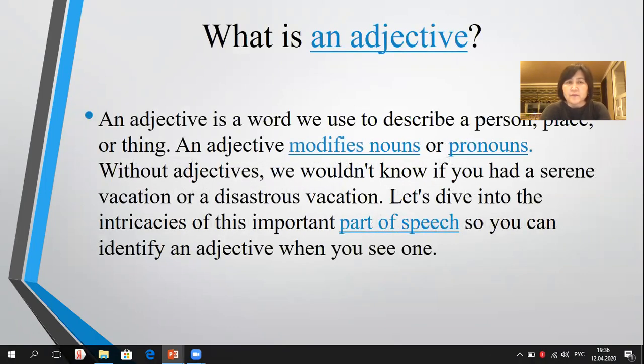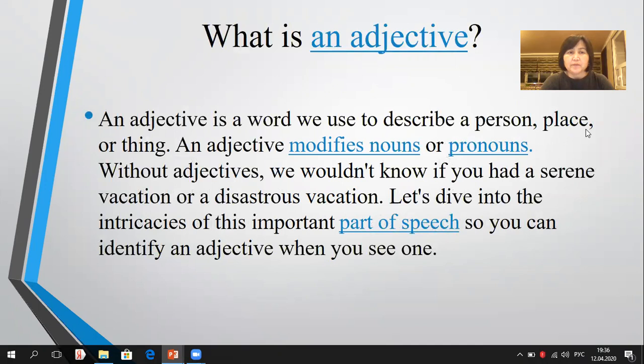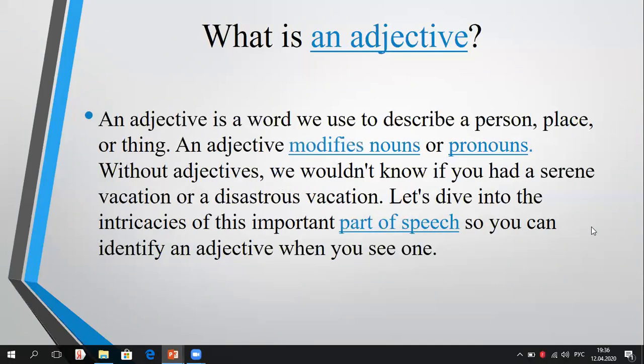What is an adjective? An adjective is a word we use to describe a person, place or thing. An adjective modifies nouns or pronouns. Without adjectives, we wouldn't know if you had a serene vacation or a disastrous vacation. Now, let's dive into the intricacies of this important part of speech, so you can identify an adjective when you see one.